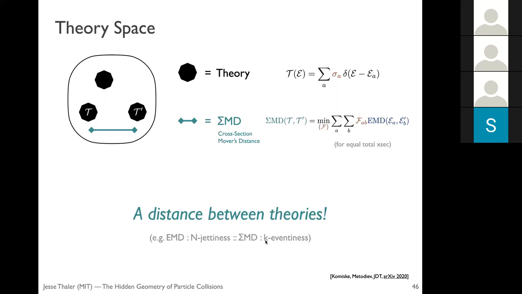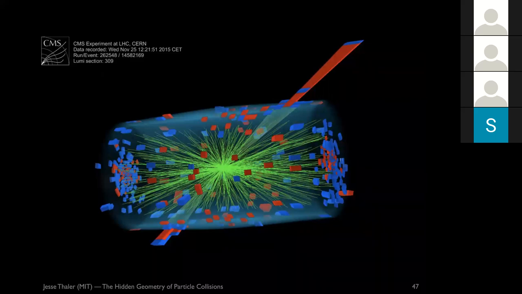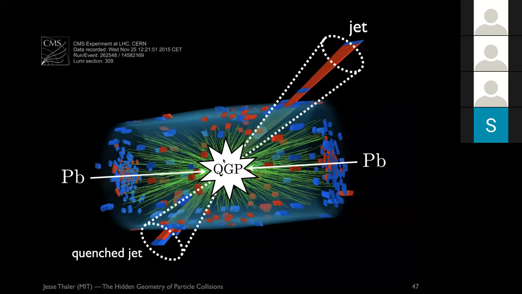But let me just close with one example coming from QCD, which I think is helpful to think about. This is an example of a collision event, not in proton-proton collisions, but in heavy ion collisions, where we have lead nuclei colliding, making a quark-gluon plasma, and the jets that are coming out get quenched by their passage through this hot, dense medium. Okay, so what does this have to do with event geometry, theory space?